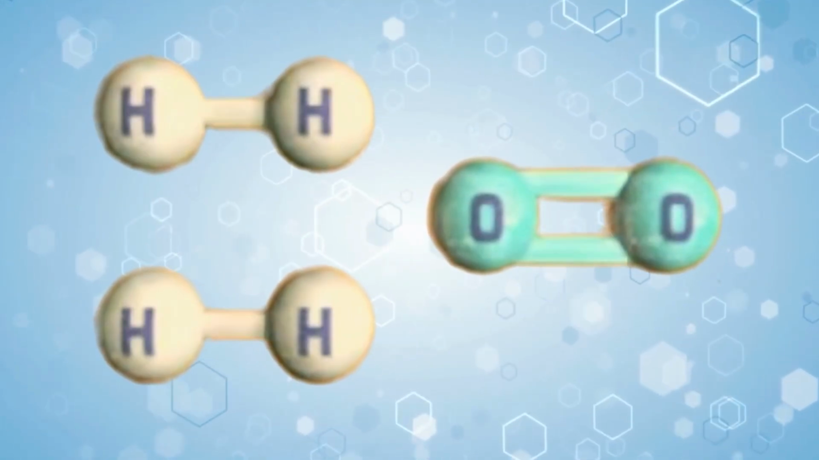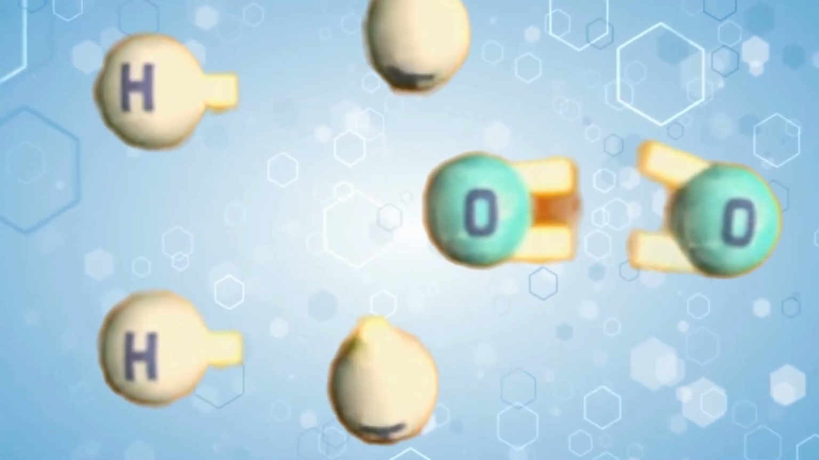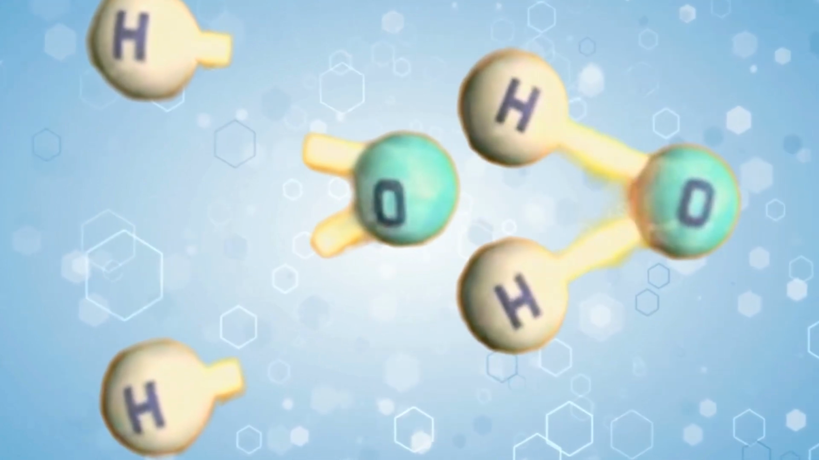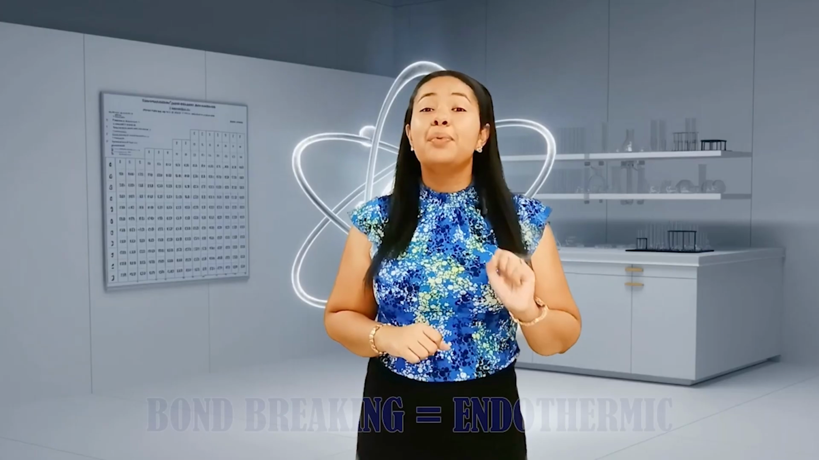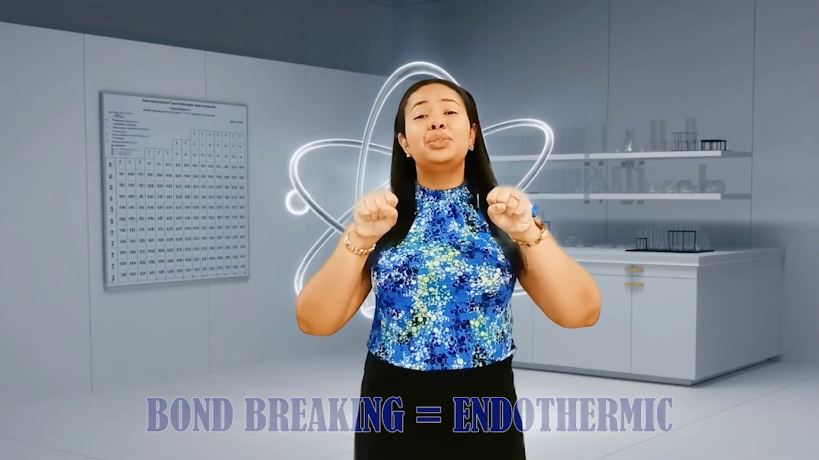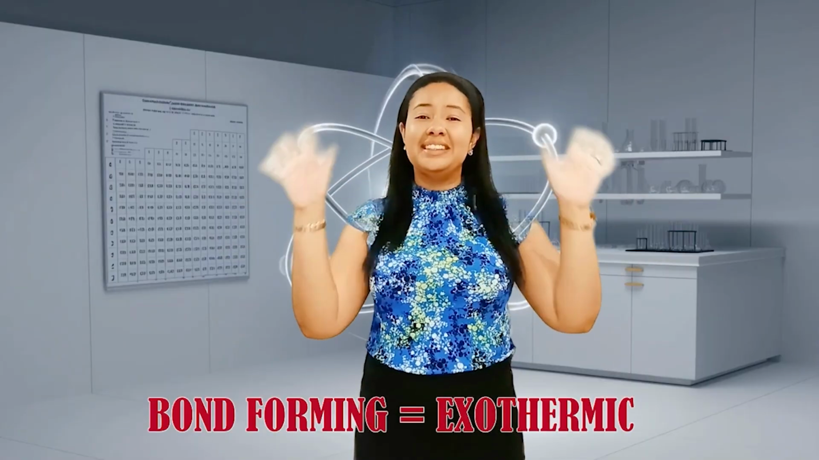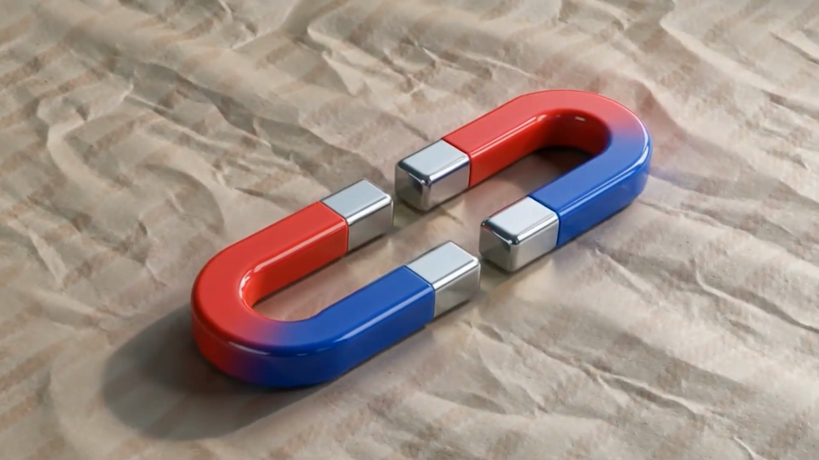When a chemical reaction occurs, bonds in the reactants are broken, whilst new bonds are formed in the products. But here's the key: breaking bonds absorbs energy. It's like pulling apart two strong magnets. However, forming bonds releases energy. It's like snapping two magnets together. Now let's link this to what we already learned and what you may experience in the chemistry laboratory.